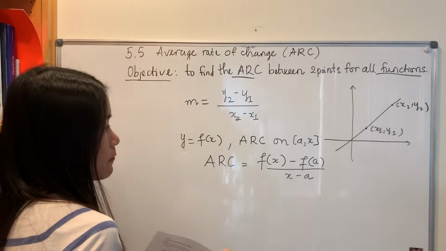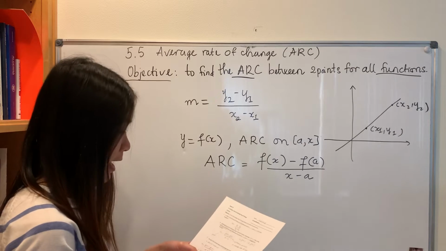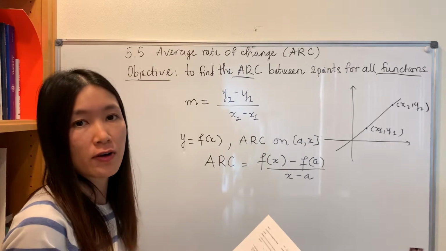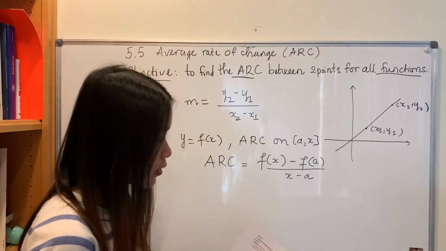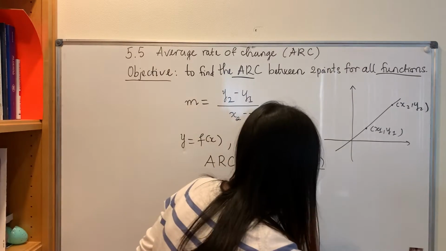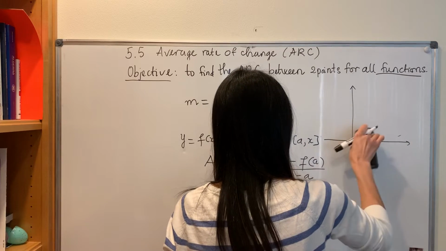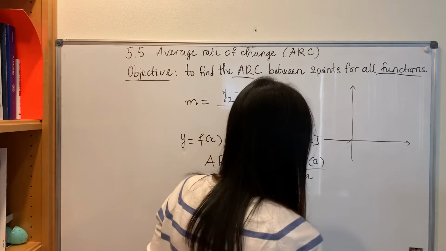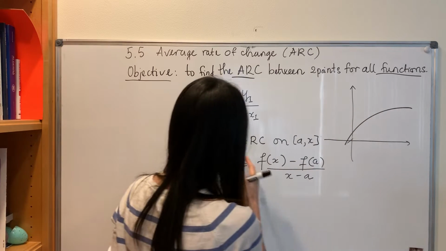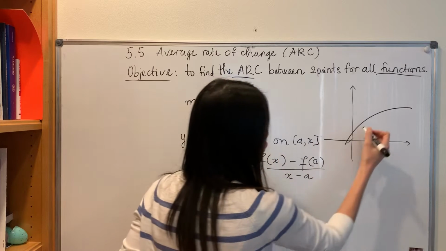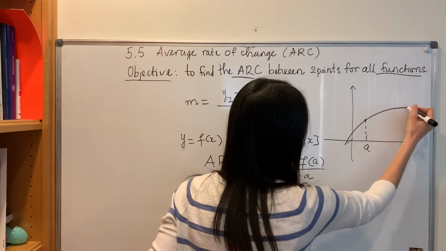So what happens if the function is not a linear function? It can be any function, like in number 2, you can have quadratic functions, polynomial functions, or rational functions. If it is not linear, let's say it is a quadratic function, and they ask you for the average rate of change on this interval, from a to x.